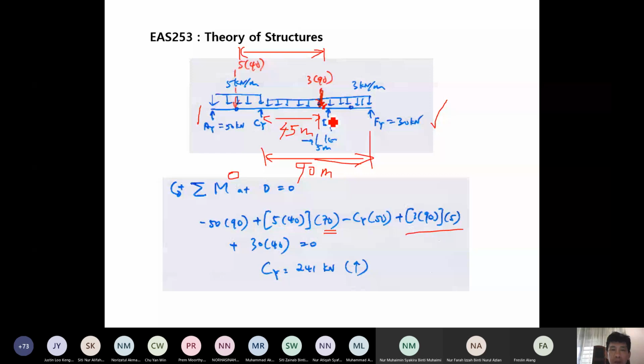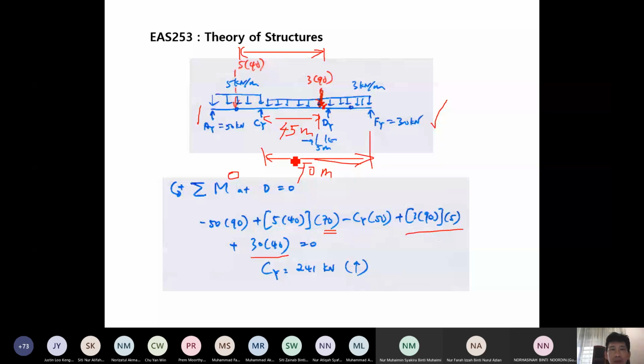And then all this make it equal to 0, then we solve for Cy equal to 241 positive, which is going up as we assume. So here is again applying the basic principle of moment. Don't forget what is moment, how to consider moment due to distributed load. And you must use the correct perpendicular distance, and perpendicular distance is decided from the point of action of the loading to the point where you want to take moment.